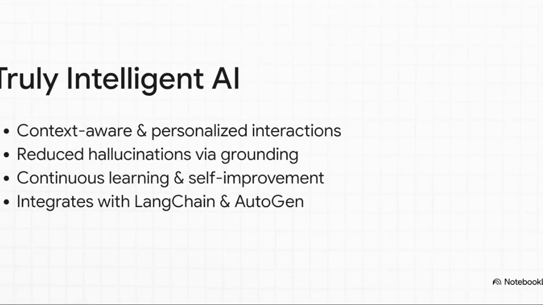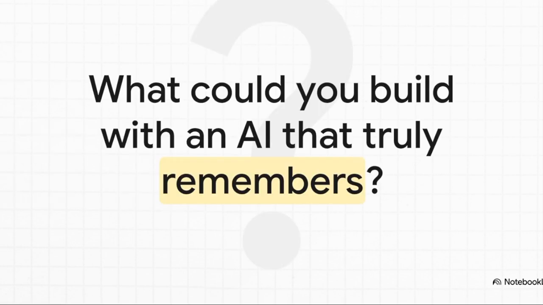And the result of all this? We finally get AI partners that are truly context-aware and can give us personalized interactions. Because the memory is grounded in facts, it massively reduces those annoying AI hallucinations. And it's built from the ground up to plug right into the tools that developers are already using, like LangChain and AutoGen. So I'll just leave you with this question.